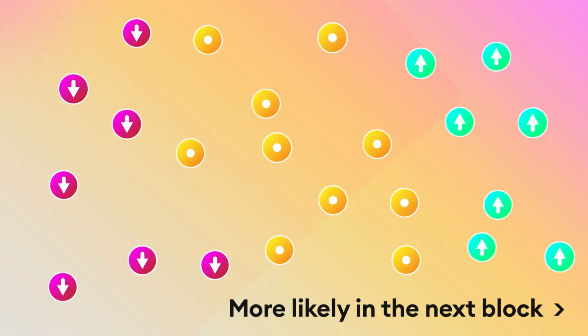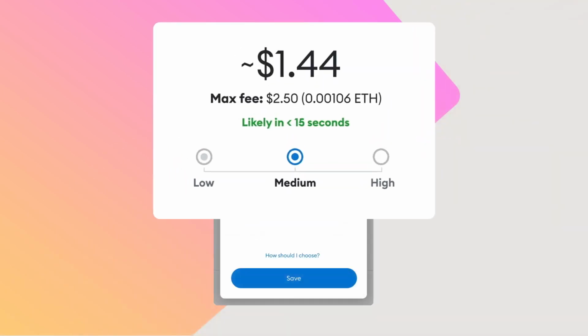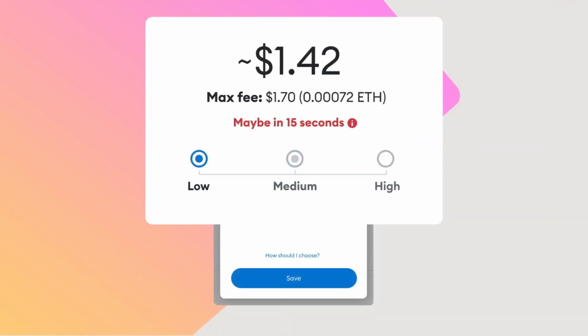Luckily, you don't have to worry much about your transaction, as MetaMask will make a speed and fee recommendation, medium, for you, based on network conditions, which offers the best balance of cost and reliability. If you want even better assurance of front-of-the-line access to the next block, you can choose high priority.